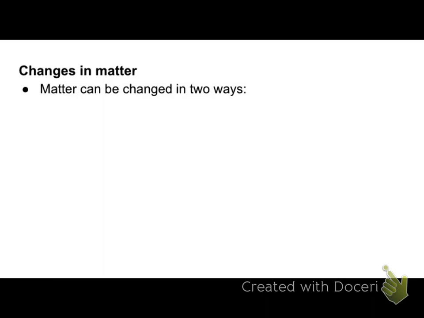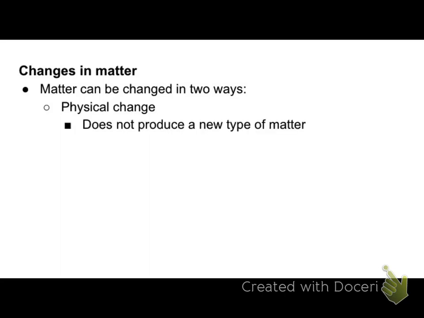Launching right in, let's talk about changes in matter. Matter can be changed in a total of 2 ways. The change can either be a physical change. Okay, during a physical change, there is no new type of matter produced. So whatever the substance was made of before the change, it's made of the same stuff afterwards. And only physical properties are going to be different.